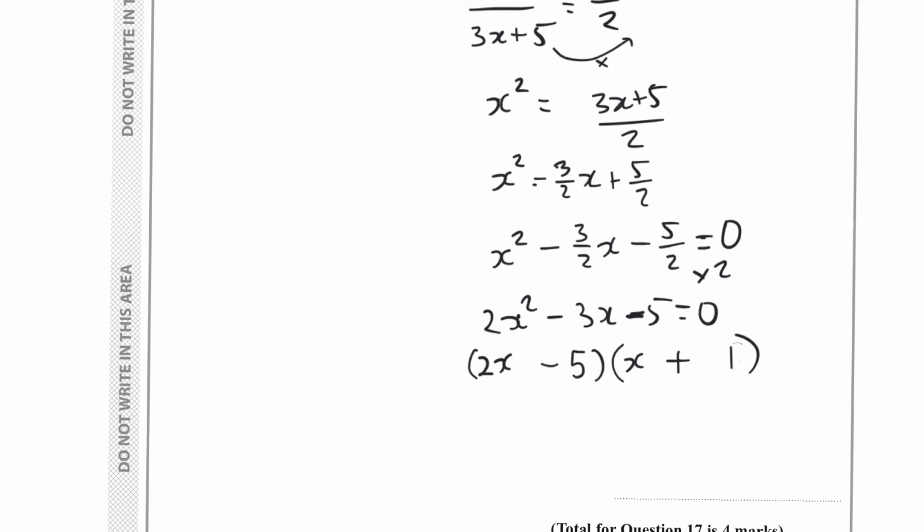So now we need to actually find the solutions, aka make each bracket equal to 0. So that would leave you with answers for x being 5 over 2 and x being equal to minus 1. So those are our two values for x. So 5 over 2, or you can write that as 2.5. Either way is fine.